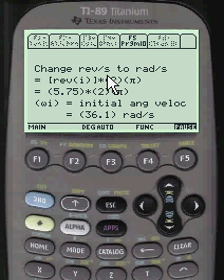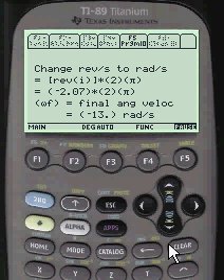We change revolutions per second to rads per second, okay, to get the angular velocity, initial angular velocity. And that's 5.75 times 2 pi equals 36.1 rads per second. Let's do the other one. The final one is minus 2.07. Turns out to be minus 13 rads per second.